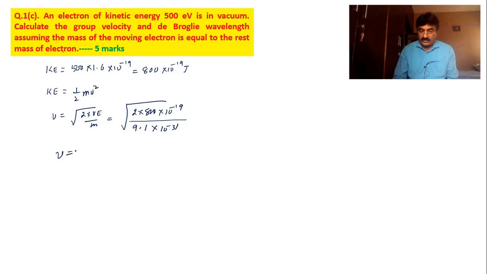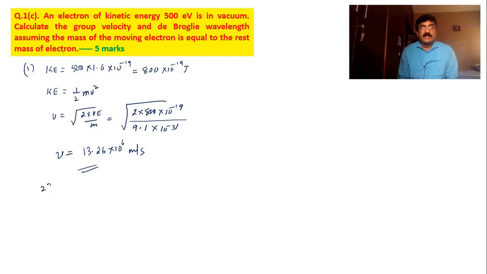Well, I do the calculation for you. It is 2 into 800 into 10 to the power of minus 19 divided by 9.1 into 10 to the power of minus 31. And after I take the square root, the answer comes out to be 13.26 into 10 to the power of 6 meter per second. So this is the group velocity or particle velocity. So the first part is over.